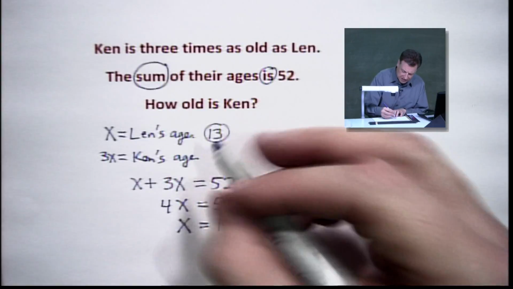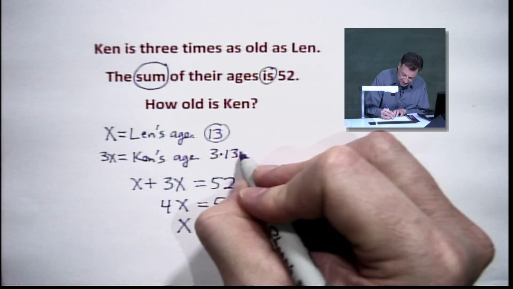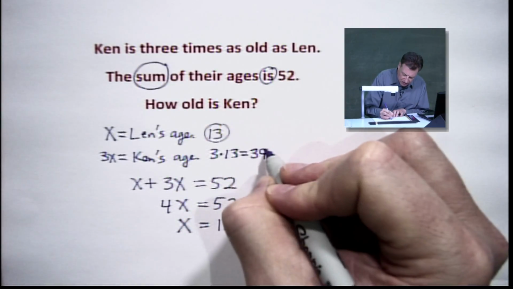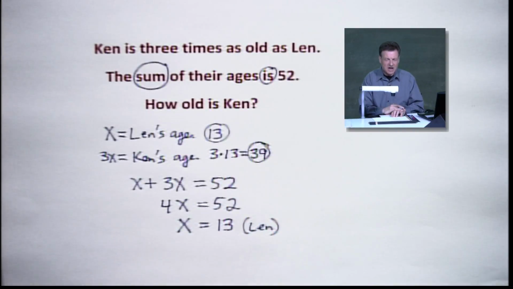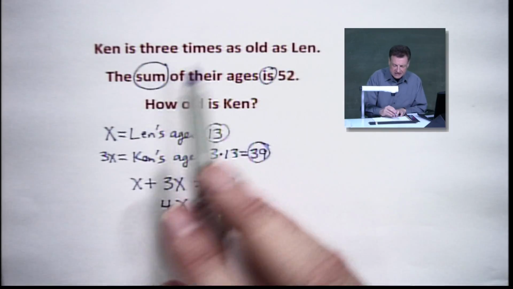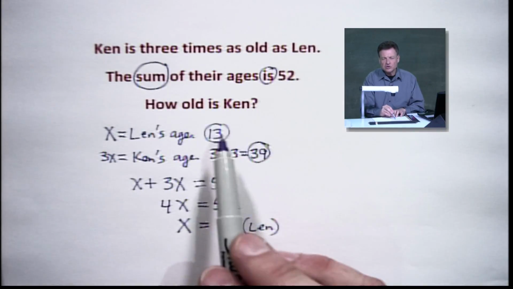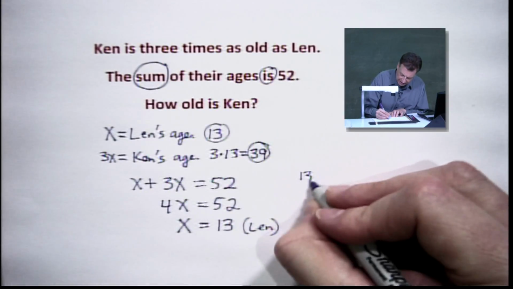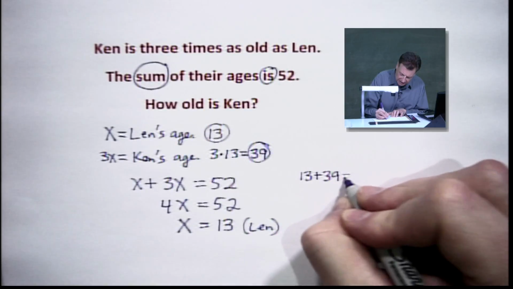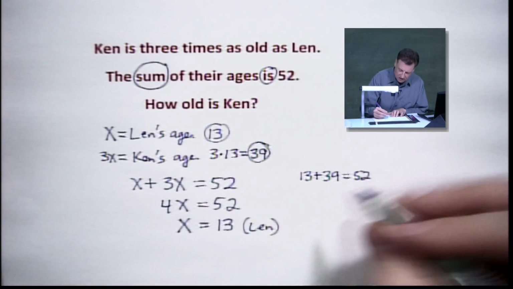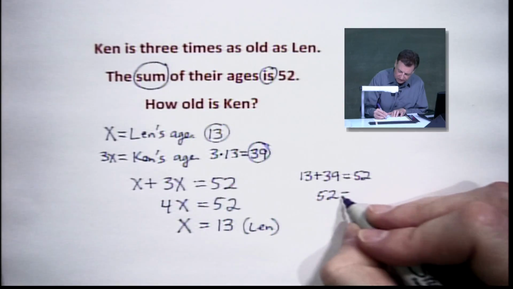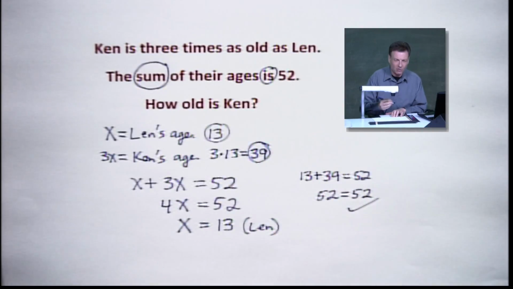Now, Ken is 3 times 13, which is going to give us 39. I like those numbers. I like them even better if they'll check. So let's figure it out. It says the sum of their ages must be 52. So we're going to look and see. Does 13 plus 39 equal 52? Oh, my friends, 52 all around here. It definitely works. So there's your values. So Ken, you're 39. And yes, the totals are 52.